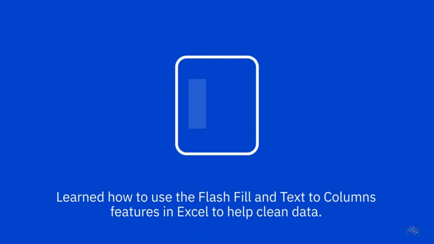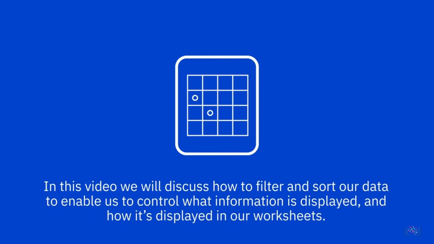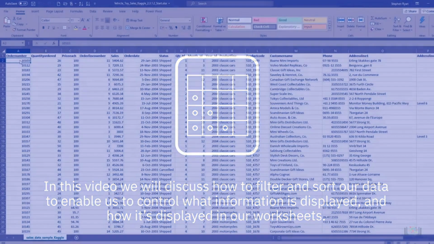In the previous video, we learned how to use the flash fill and text to columns features in Excel to help clean data. In this video, we will discuss how to filter and sort our data to enable us to control what information is displayed and how it's displayed in our worksheets.